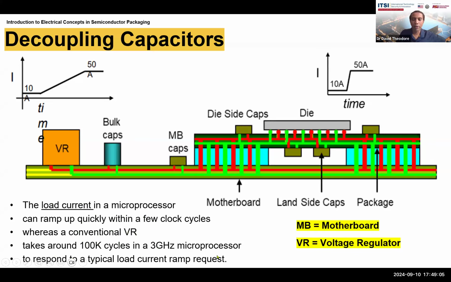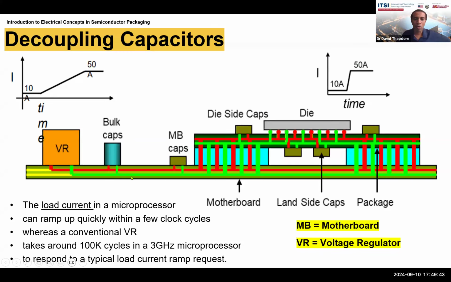load current ramp request. So over here you have a voltage regulator, and what happens is the chip is asking for current at this rate, much faster. The voltage regulator is not able to deliver at the same rate. It takes quite a while for it to do so. So what you do in part is you store electrical energy when you can in a variety of capacitors near the chip, to be able to deliver current, voltage, electrical energy faster when needed. So that's one function in addition to the previous functions, which is to decouple the chip.